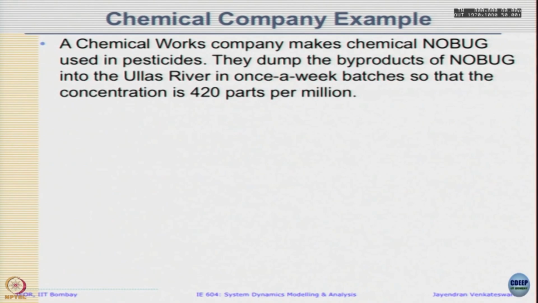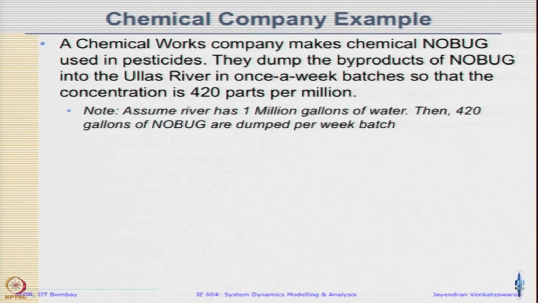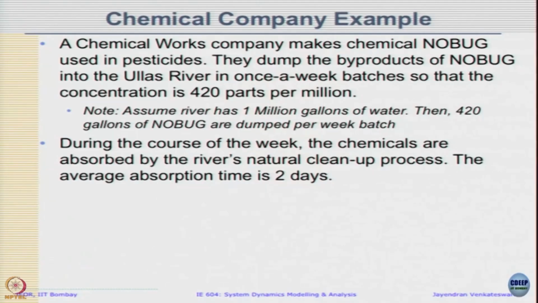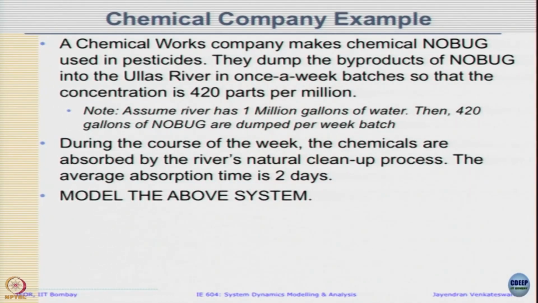Especially this example. The chemical company makes a chemical called no bug used in pesticides. They dump the byproducts in the river once a week in batches such that the concentration is about 420 parts per million. So, we can assume that the river has 1 million gallons of water, that means 420 gallons of no bug are dumped per week into the river. During the course of the week, the chemicals are absorbed by the river's natural cleanup process. The average absorption rate is 2 days. Model the above system. Go ahead, how will you model this?